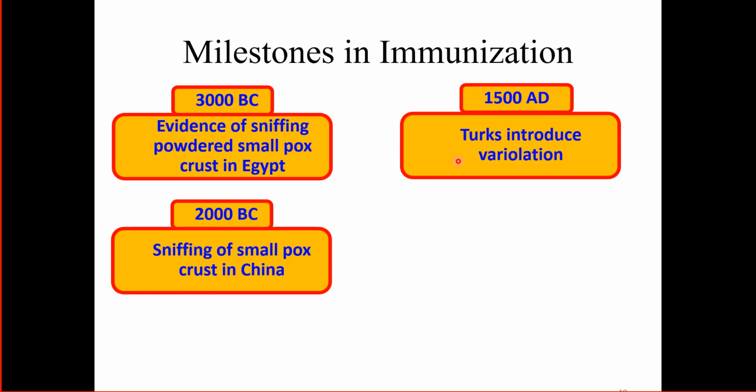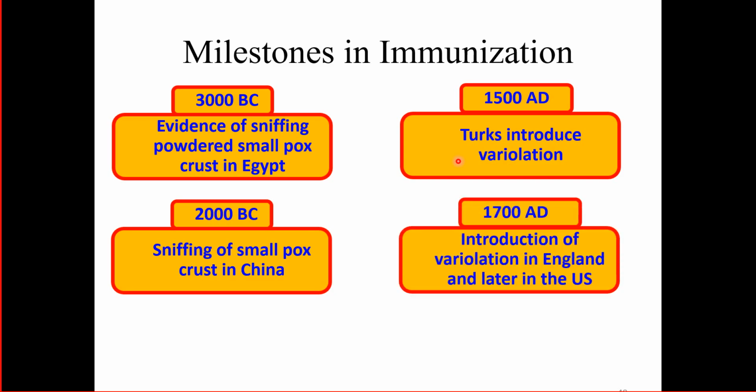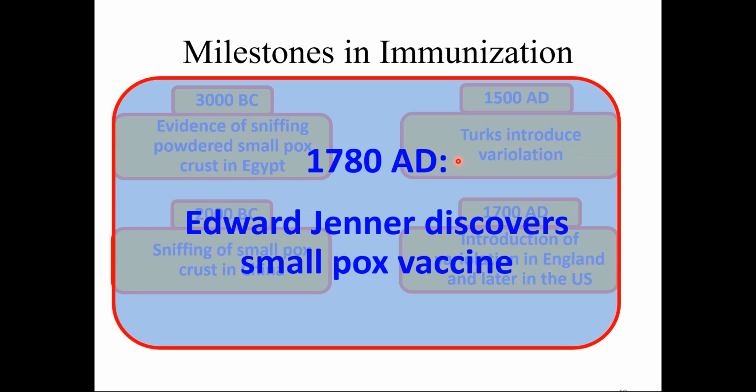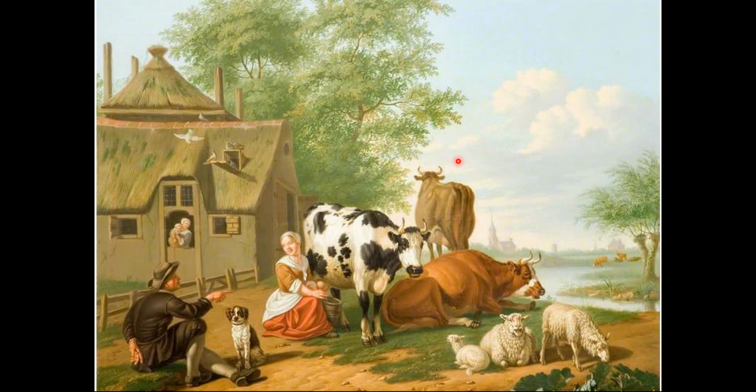Okay, so you put the crust, you make some solution from it, you put it at the surface of the skin and scratch it. If you do that, small tiny vesicles might appear, but in most of the cases it would be safe and you would survive. They named it variolation. That was 3,500 years after that. This is 1,500. And then the British learned it from them and started variolation.